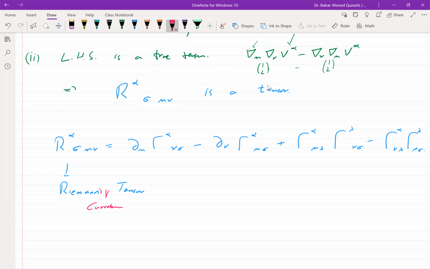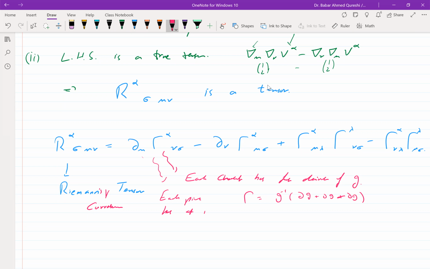If you notice something over here, each Christoffel has first derivative of g, right? Christoffels were of this form, g inverse dg plus dg minus dg, things like this. And I'm taking another derivative. So each piece has at most, well, it may have, because it is acting on this guy as well, the first derivative as well, but at most second derivative of g. So it's constructed out of the second derivatives of g.